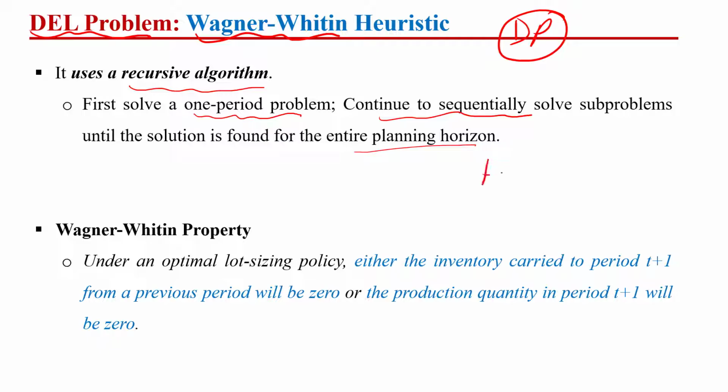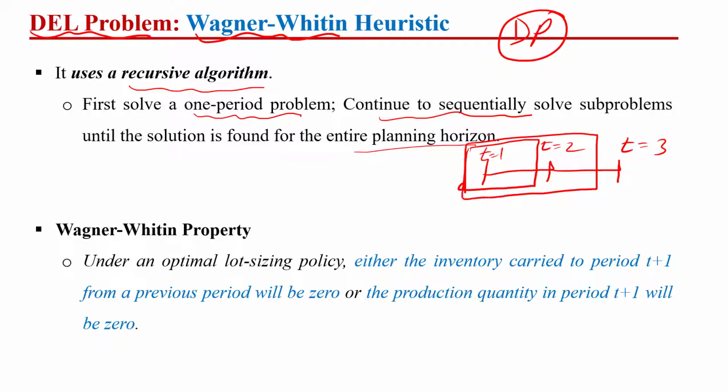For example, if we have a 3 time period planning horizon, the Wagner-Whitin algorithm will first solve for the time period 1 planning horizon. Then in iteration number 2, we solve the problem for 2 planning horizons. Then we solve the third planning horizon, and then we compare the total cost of the dynamic lot sizing problem to see under which we get the minimum cost, whether against planning horizon 1, 2, or 3.